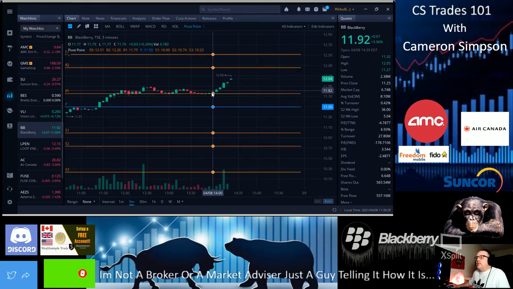First line of resistance, we had not a problem. We're going to be testing the second point of line of resistance, which would be about $12.25. I don't think that we'll be testing that today. I see by tomorrow or maybe Monday that we'll be pushing over the $12 mark.